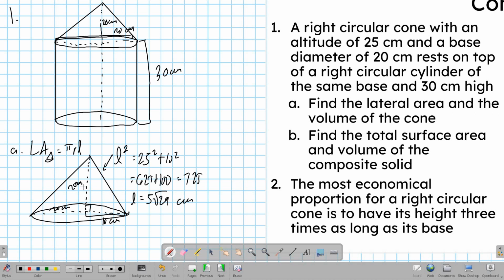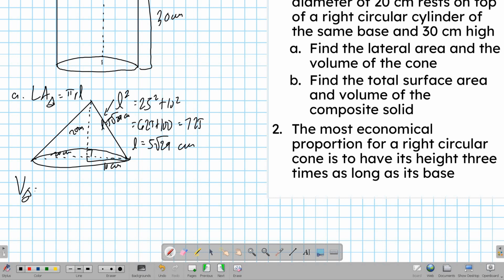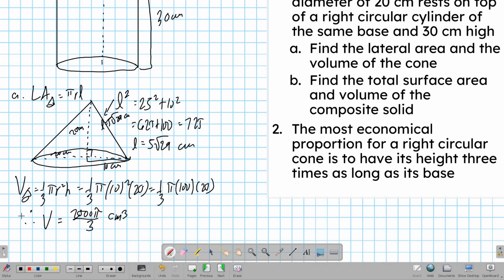It's a bit difficult of a number to work with, but L is 5 square root of 29 centimeters. Now we have to find the volume of our cone. Let's move this a little for space. So the volume of our cone is 1/3 pi r squared h. We have 1/3 times pi times our r, that's 10, so 10 squared, times the height of 25. Therefore, we're going to get 1/3 times pi times 100 times 25. I did not get the lateral area on top, so let's first finish the one of the cone. The volume of our cone would be 2,500 pi over 3 cubic centimeters.